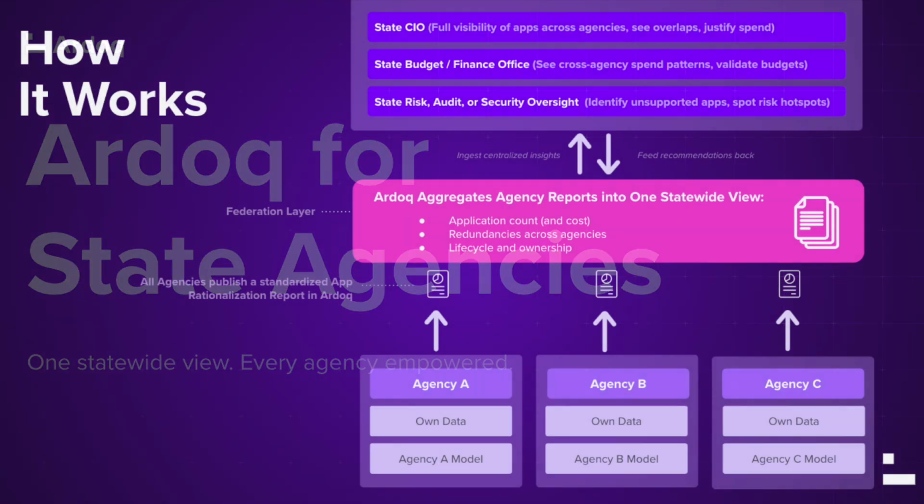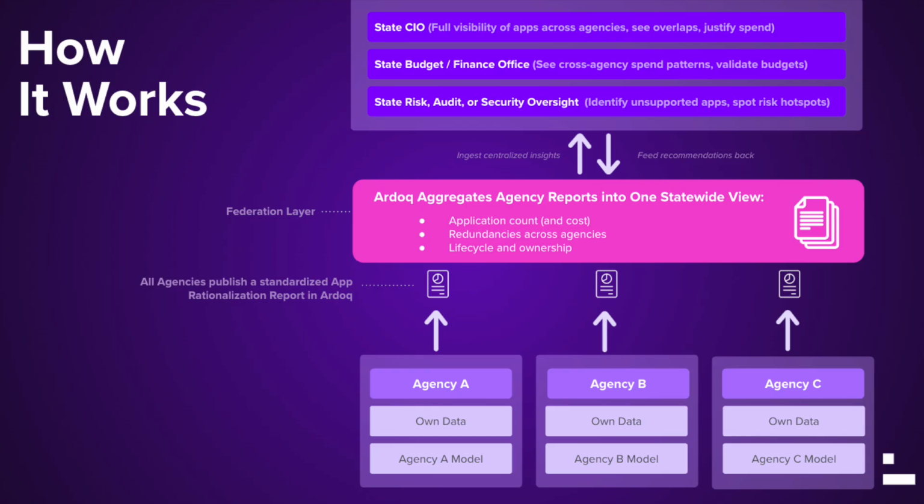Here's how the Ardoq for state departments and agency solution works. At the bottom of this diagram, you can see each agency runs its own Ardoq environment. They own their data, they manage their applications, and they keep full autonomy over how they work. Each agency publishes a standard application rationalization report. That report follows shared guardrails, so the data is consistent, but agencies are never forced into a one-size-fits-all model.